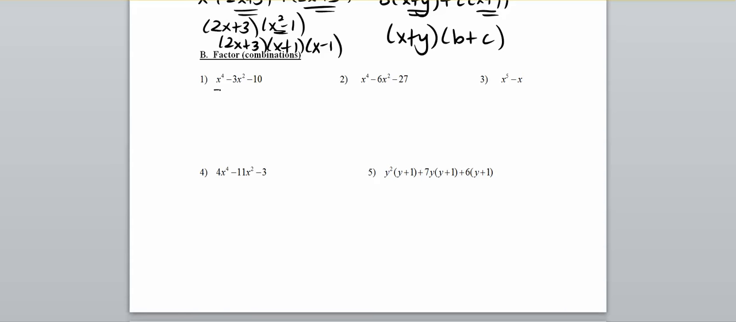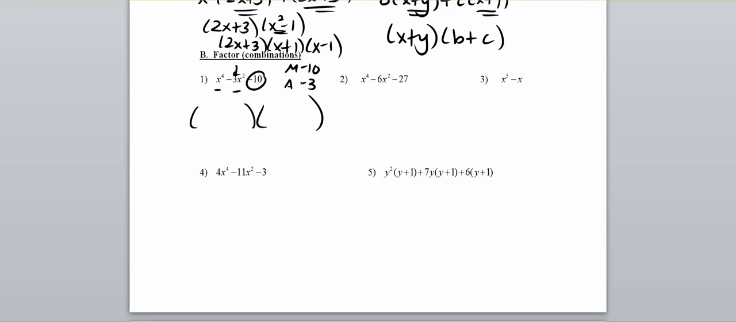The difference is now I have x to the 4th instead of x squared, and I have x squared as my middle term instead of x. So the way I want you to look at those, if you see an x to the 4th, an x squared, and then a constant, I want you to treat this just like a trinomial factoring, meaning we're going to say what 2 numbers multiply to give me negative 10 and add to give me negative 3. What 2 numbers multiply to give me negative 10 and at the same time add to give me negative 3.